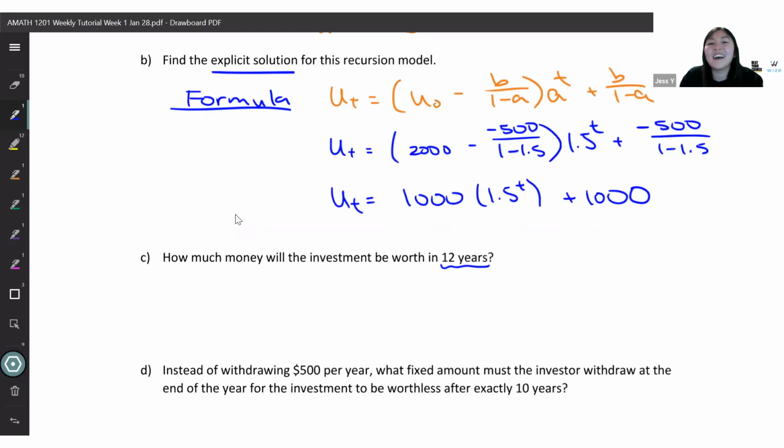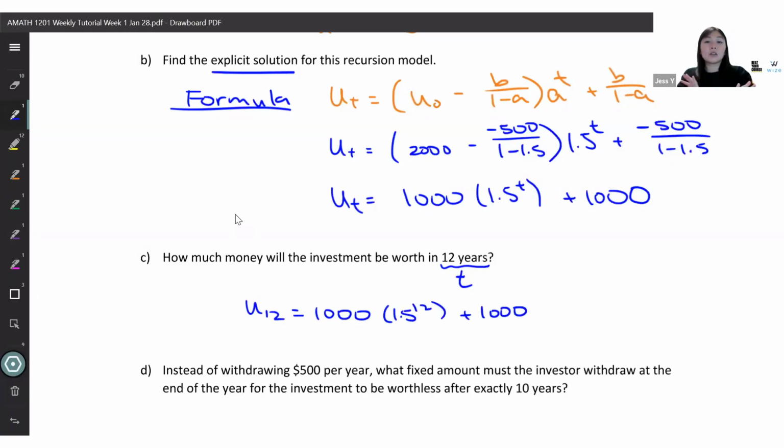Sorry, going back to C. How much money will the investment be worth in 12 years? That is in years, so that's a t value. So meaning we're going to substitute t with 12, okay? So we're looking for U sub 12. How much money is in the account in 12 years? Equals 1,000 times 1.5 to the 12 plus 1,000.